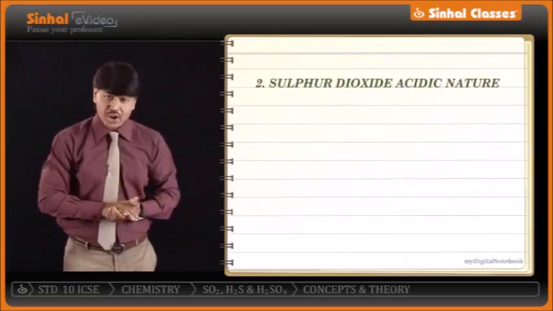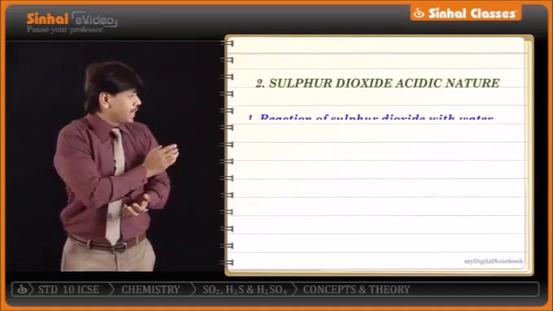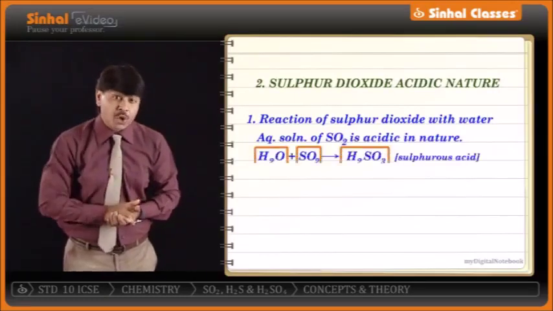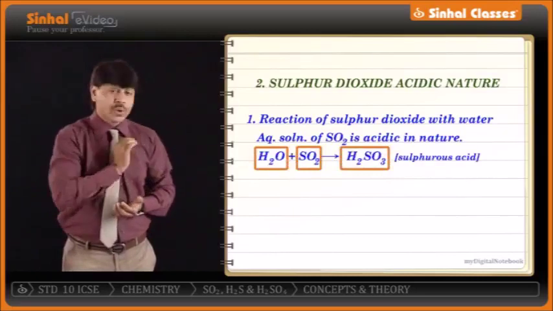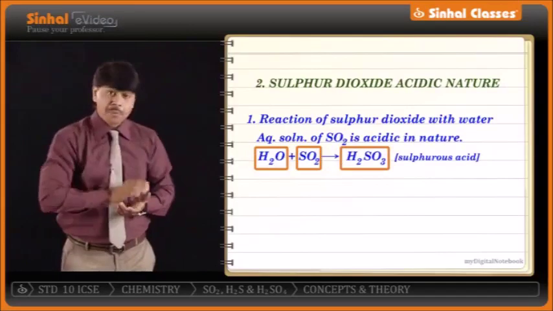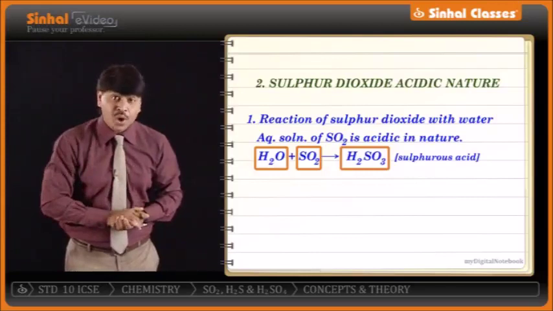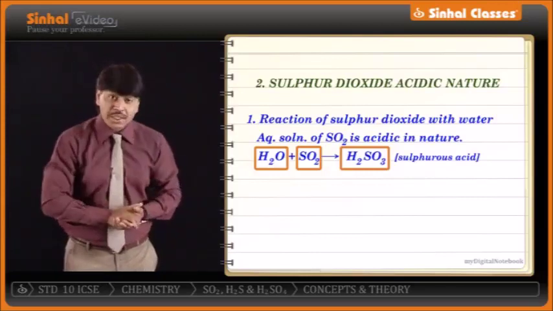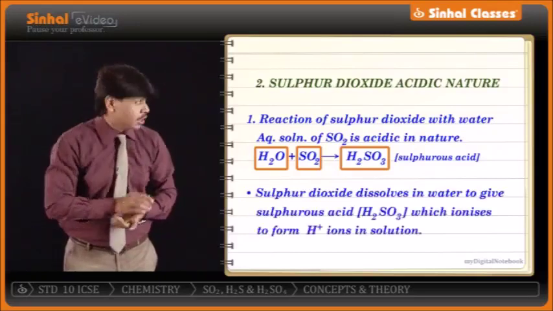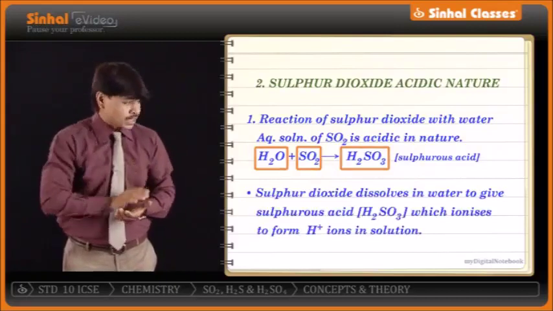Sulfur dioxide is acidic in nature. Now what do you mean by that? If we take sulfur dioxide and introduce it in water, that means we form aqueous SO2, it will give you an acid, that is sulfurous acid. When you pass SO2 gas into H2O, you get H2SO3, sulfurous acid. Sulfur dioxide dissolved in water gives sulfurous acid, which ionizes to give H+.